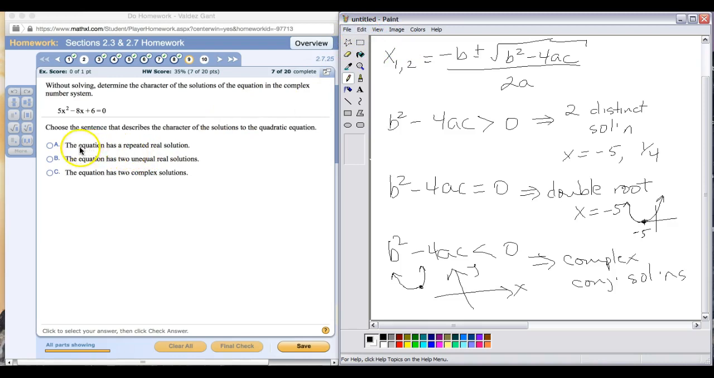Just to repeat it here: if the equation has repeated real solutions, that's what a double root is, then the discriminant would be 0. If it has two unequal real solutions, or what I call two distinct solutions, then the discriminant is positive. And if the equation has two complex solutions, then the discriminant is negative. So we'll go ahead and clear this and try some of these out.